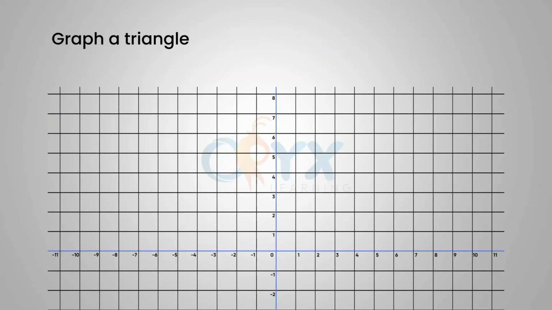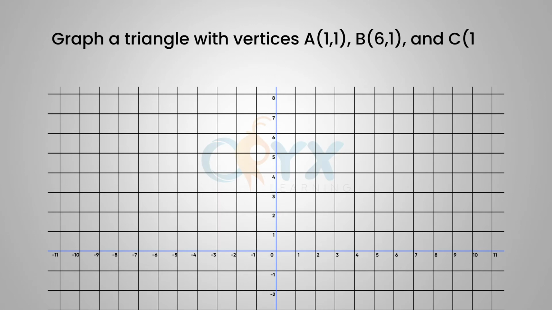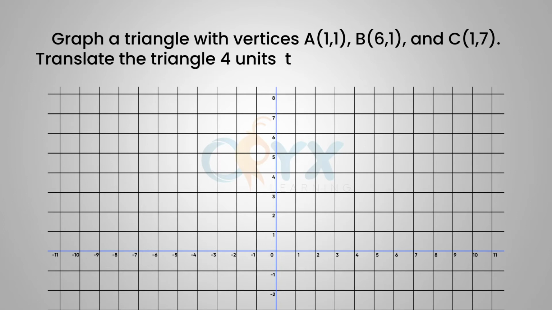Graph a triangle with vertices A (1, 1), B (6, 1), and C (1, 7). Translate the triangle 4 units to the left and 3 units down. So first let's graph the triangle with vertices A (1, 1), B (6, 1), and C (1, 7).